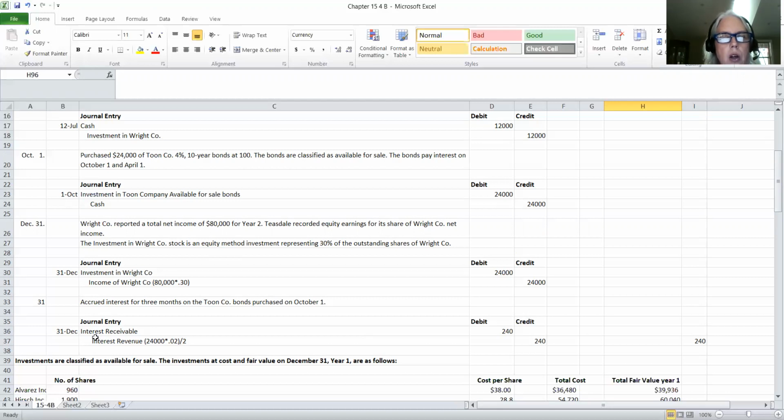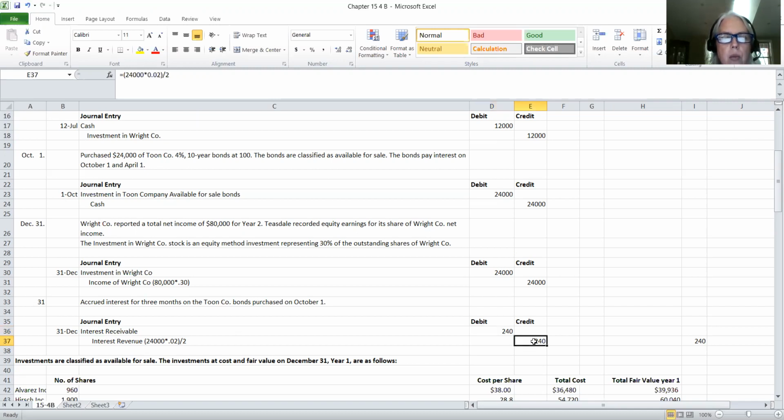So the accrued revenue will always be a debit to some type of receivable. In this case, because it was accrued interest that we're talking about, it is going to be interest receivable. This interest receivable is an asset account and would go on the balance sheet. The amount of the asset is debited for the amount of revenue that we've earned to this point. The amount of revenue that we've earned to this point is $240.